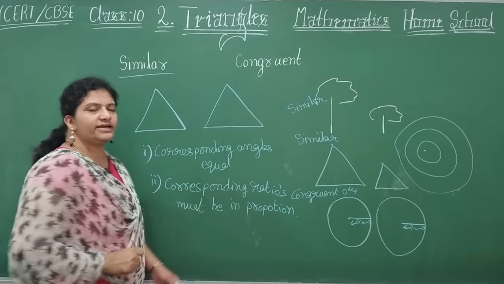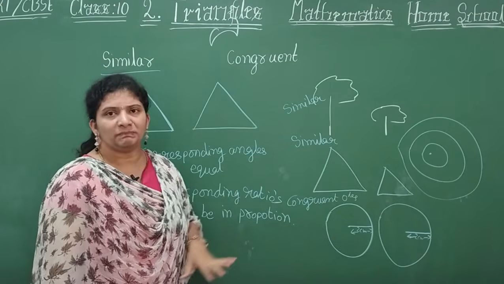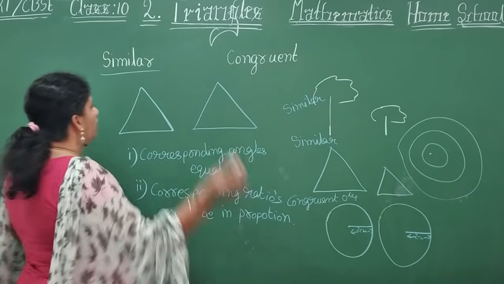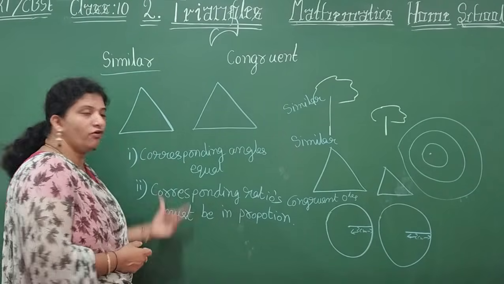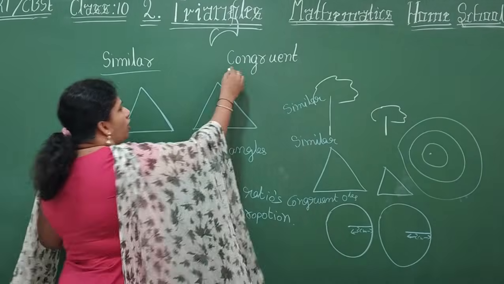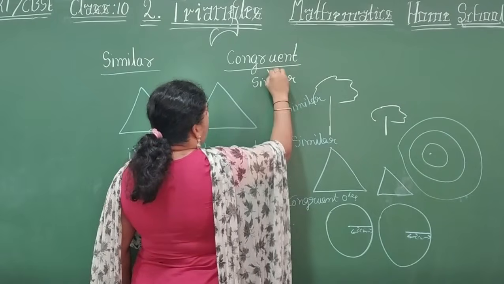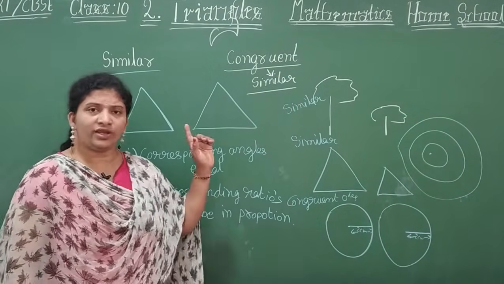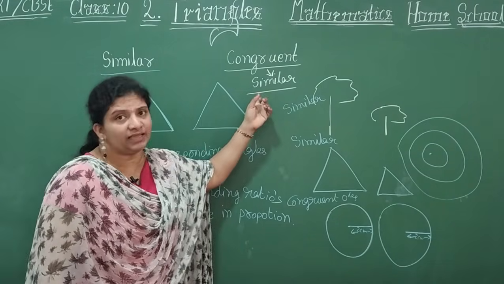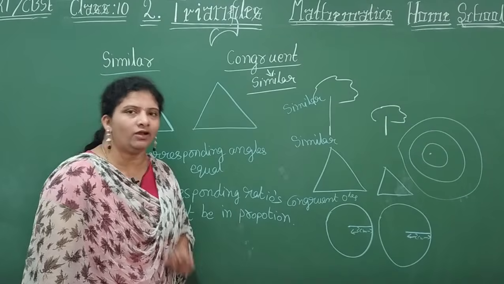So what does congruency mean here, children? All these are similar, but are they congruent? No, they are not congruent. Why are they not congruent? If they follow some rules, then they will be congruent. But all congruent figures are similar. Observe here, children. If they are congruent, they will definitely be similar. But all similar figures need not be congruent.